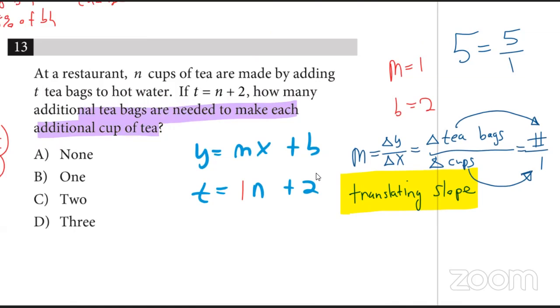So what is the number of tea bags needed for 1 additional cup of tea? Well, it's the slope, right? And the slope from the beginning was the number 1, or 1 over 1. Same thing. So how many additional tea bags do we need for 1 additional cup of tea? The answer is 1.